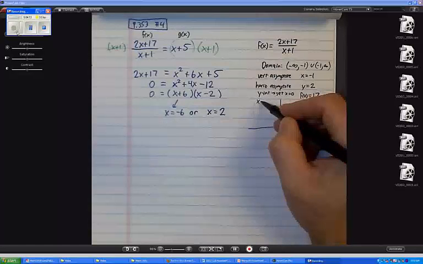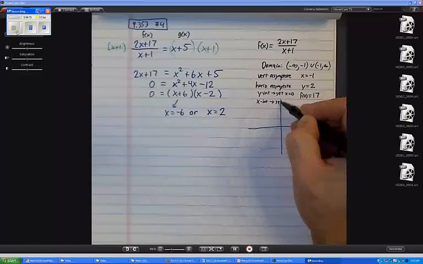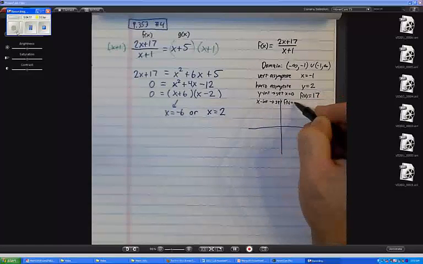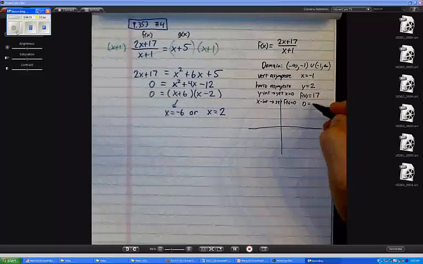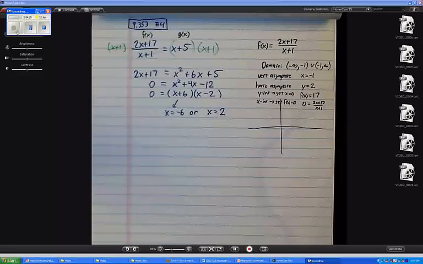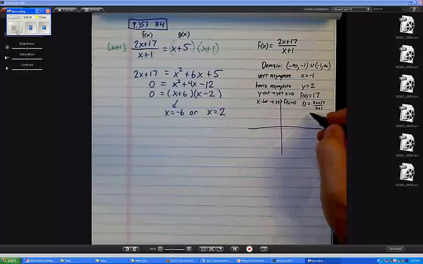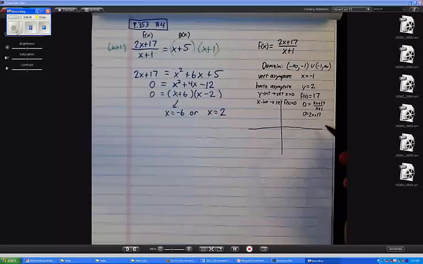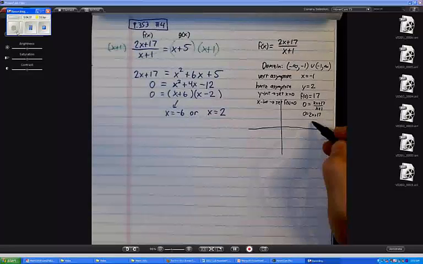X-intercept, we set f of x equal to 0. 0 equals 2x plus 17 over x plus 1. But how do you make a fraction equal to 0? Make the numerator equal to 0. 2x plus 17 is equal to 0. So there's an x-intercept where? X equals, is it negative 17 halves? Right?